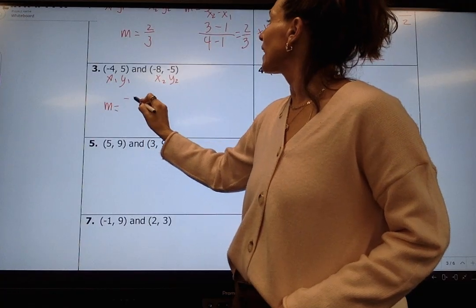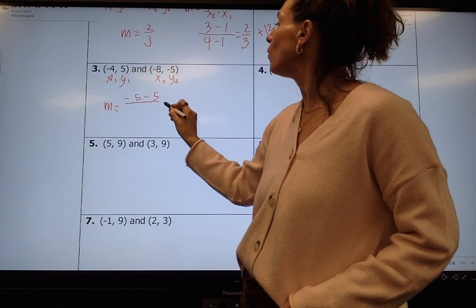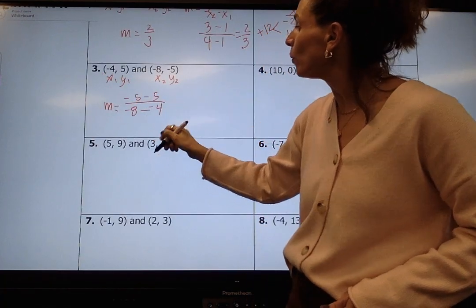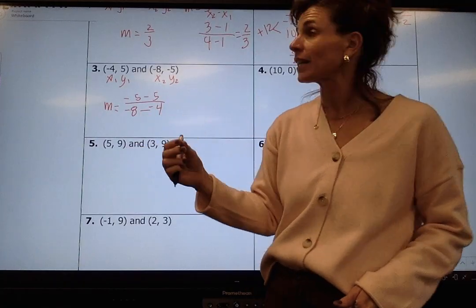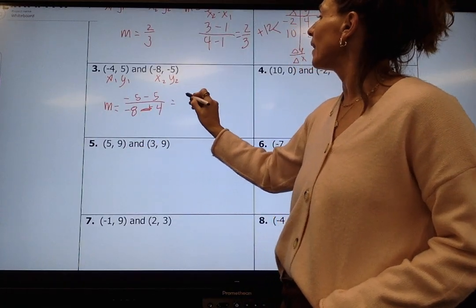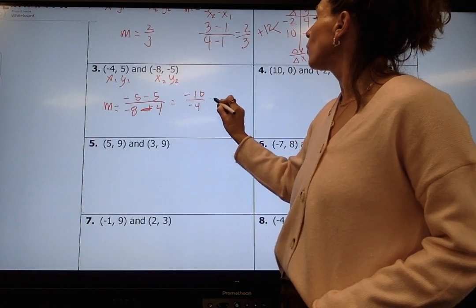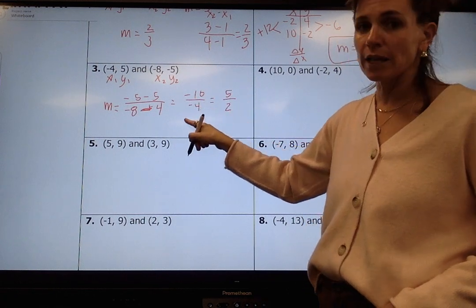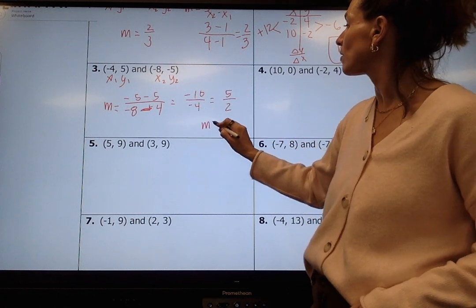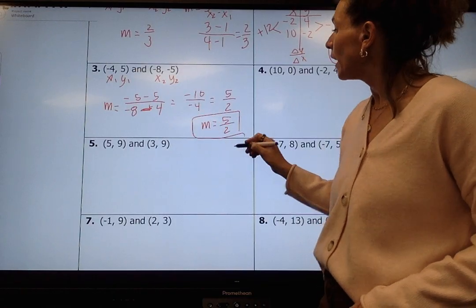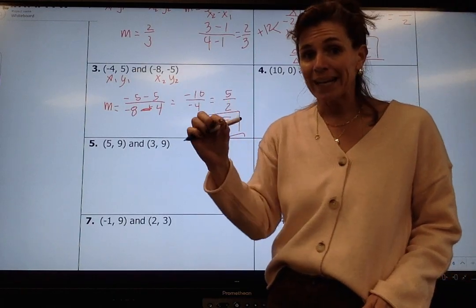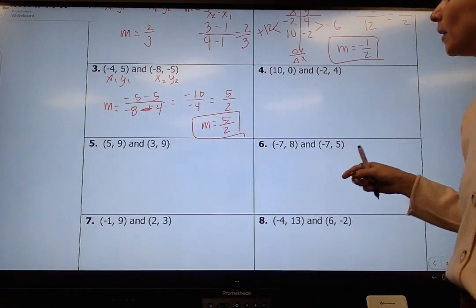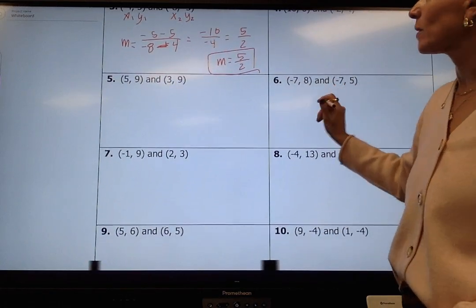So my slope is -5 minus 5 over -8 minus a -4. Be careful when you have minus and -4. You have a negative and a negative, which makes a positive here. So now I get -10 over -4, which reduces to positive 5 over 2. 2 negatives make a positive, and then 5 over 2. So my slope is 5 over 2. And you'll notice when I'm writing my slope, I'm putting m equals, because that tells me my slope is 5 over 2. All right? Let's look at number 5, and let's do this one as a table.